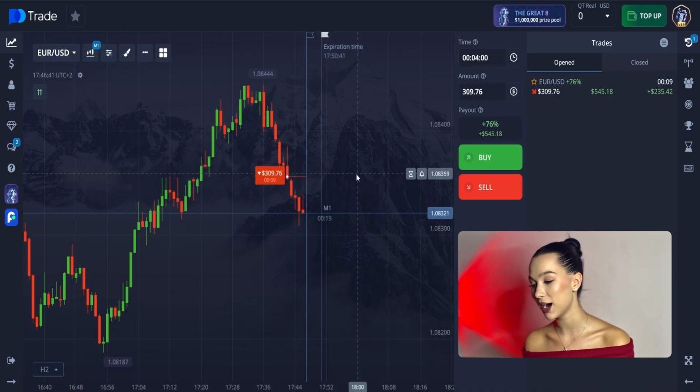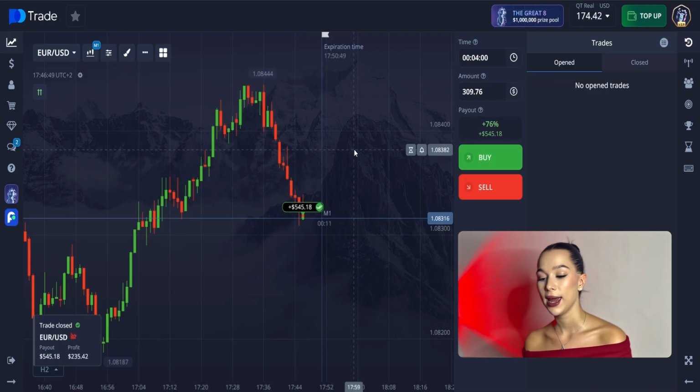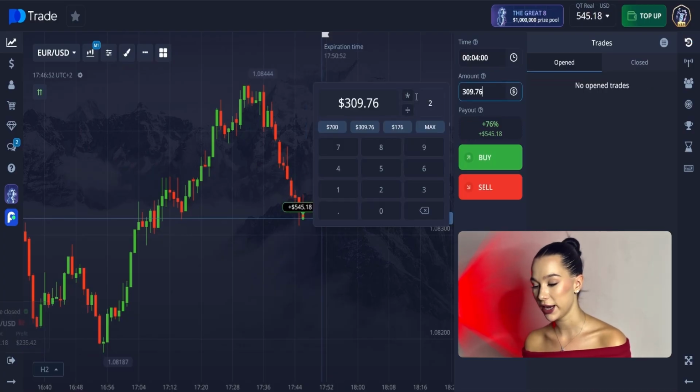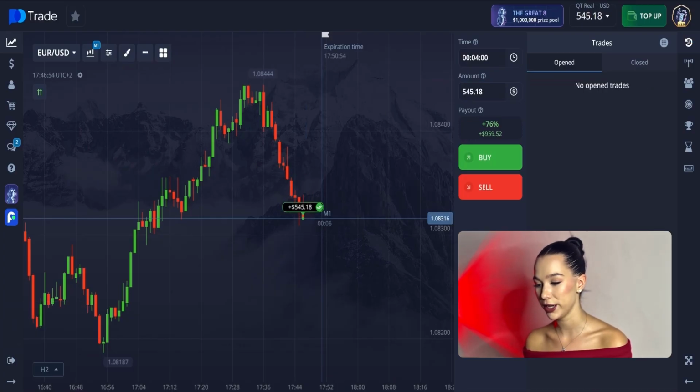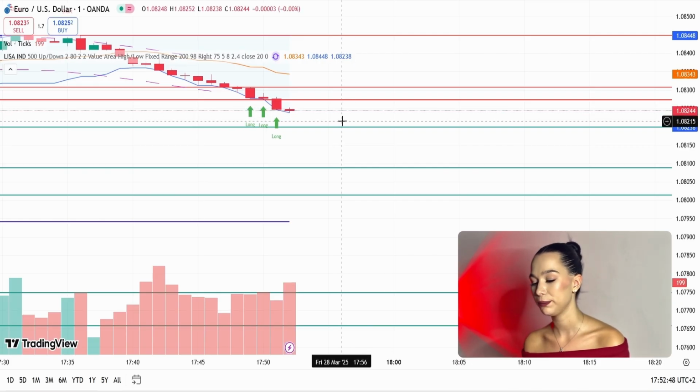So it's 10 seconds guys. 9, 8, 7, 6, 5, 4, 3, 2, 1. And we close this trade in a plus. So now we change our amount of money per trade. We already made $500. That's really good result actually.